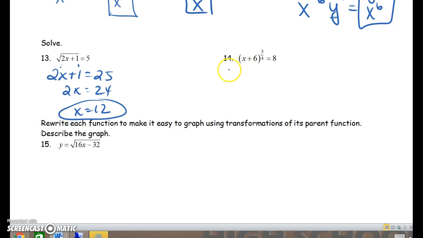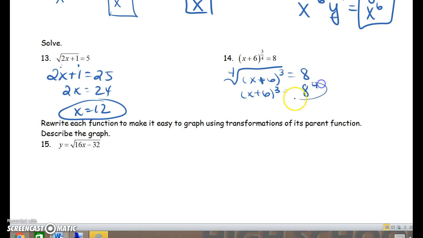For number 14, I would suggest writing it as a radical so that you don't forget any second answers, because sometimes we get two answers in these. So here we get the fourth root of x plus 6 cubed equals 8. First you're going to raise that to the fourth power. So we get 8 to the fourth equals x plus 6 cubed.